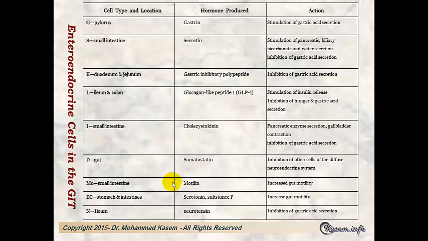The MO cells of the small intestine secrete motilin, which increases the gut motility. The EC cells of the stomach and the intestine secrete serotonin and substance P, which lead to increased gut motility. The N cells of the ileum secrete neurotensin, which inhibits the gastric acid secretion.